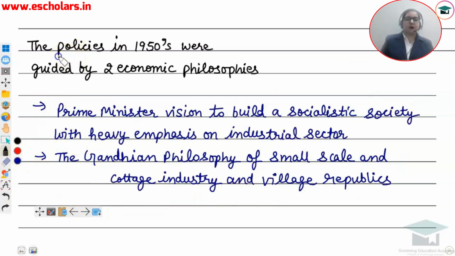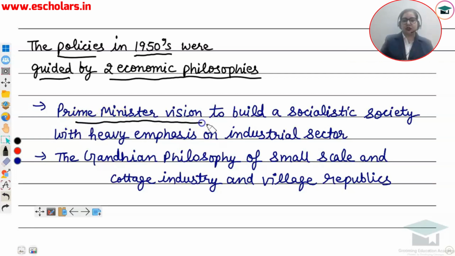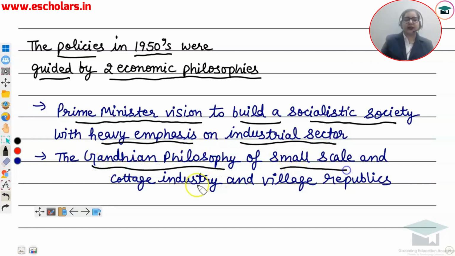Next students, we will talk about the policies in 1950s that were guided by two economic philosophies. So we are going to talk about the two economic philosophies on which the policies framed in 1950s were based. It was based on Prime Minister's vision to build a socialistic society with heavy emphasis on industrial sector. And next, it was based on Gandhian philosophy of small scale and cottage industry and village republics.